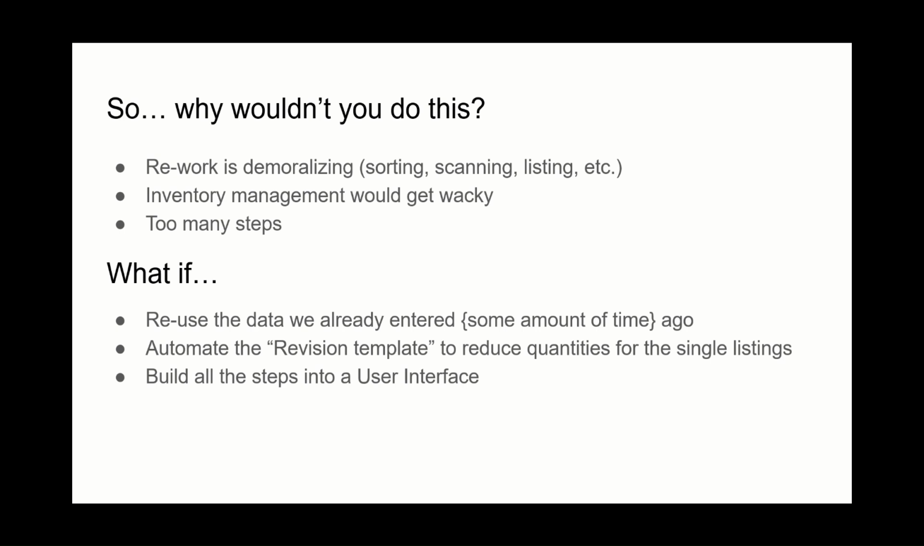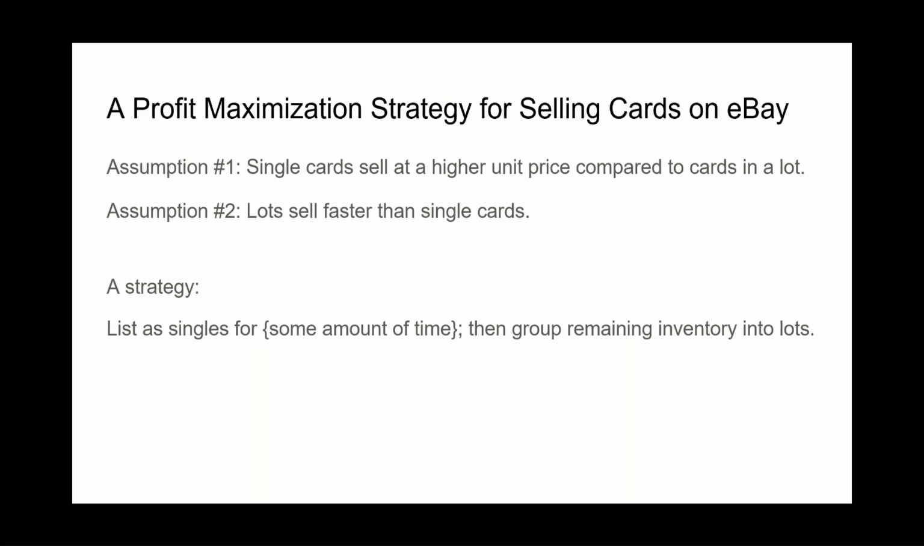And then as far as inventory management, well, if you have a good system, you already know where your cards are. So that's good from the physical side. But then on the digital side, you can utilize eBay's revision template to simply reduce the quantities for those listings that are still up as singles. And if all of this stuff is combined into a user interface, then we might have hope at accomplishing this profit maximization strategy in less of a painful manner than if we did this by, I'll say, conventional methods.